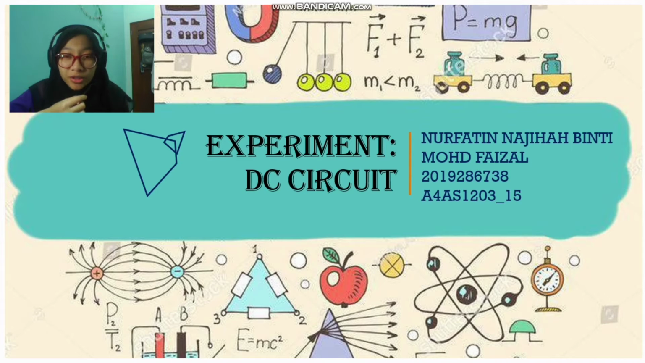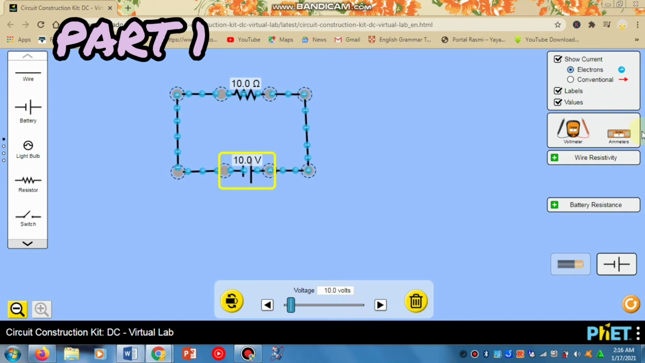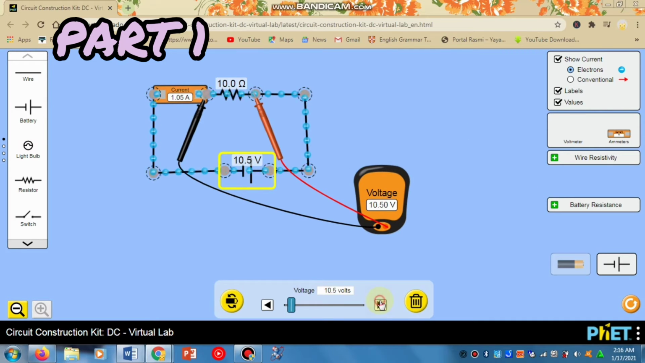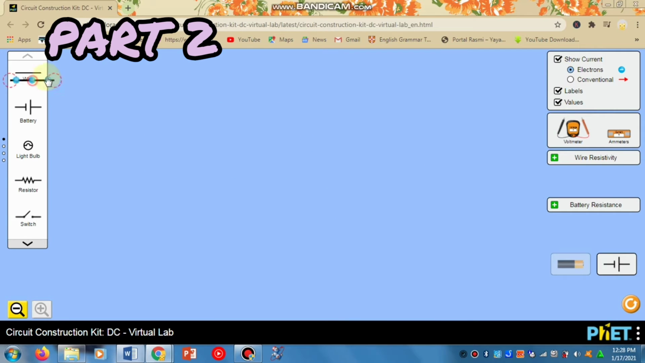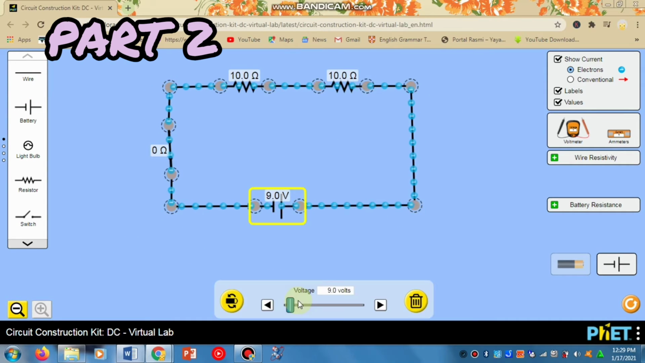In order to make a DC circuit, I will explain about the voltmeter, DC ammeter, circuit wire, battery, resistor and switch. Same as part 1, but for part 2, we need to construct the circuit in the form of a series circuit. So we just need to add it in series form. We also need to calculate the voltage by using the voltmeter.